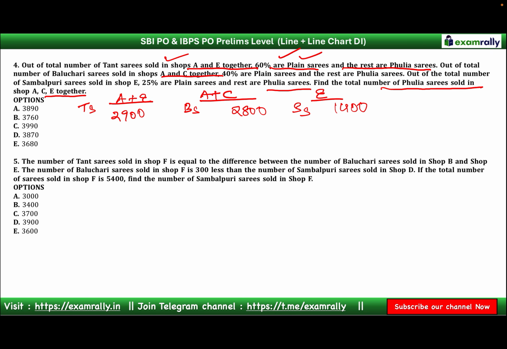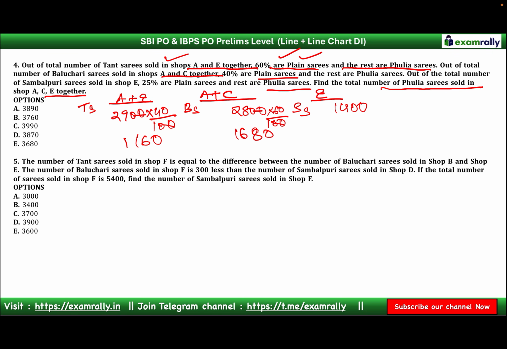60% of A and E plain, means remaining 40% will be the fulia sarees. Okay, how much it will be? 9 4s are 36, 3 carrying it will be equal to 1160. Okay, you need to see, out of the Baluchari sarees sold in A and C, 40% are plain. So this 60% will be fulia sarees. Okay, so this will be equal to 6 8s are 48, 4 1 6 8 0.